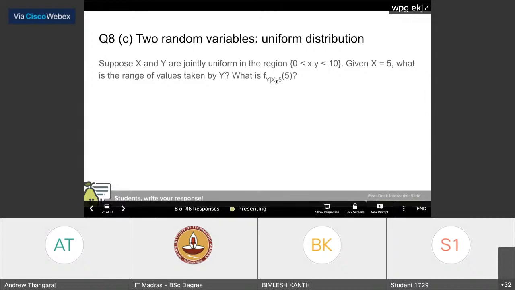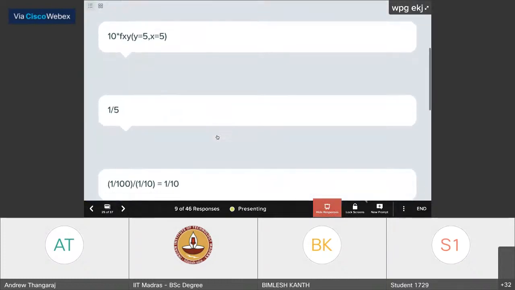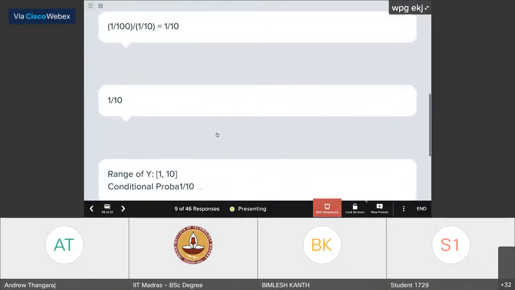Once again, remember this is conditional, right? What is fy given x equals 5 of 5? You have to find the conditional distribution, and once you find it, it will work out. You have to use the formula for how this conditional distribution is derived. There are about 9 answers, so let me see what the answers are. Again, 1 by 10. I think 1 by 10 is correct.